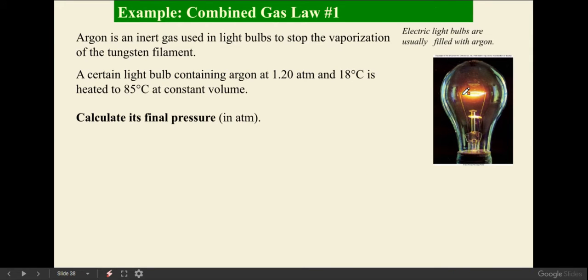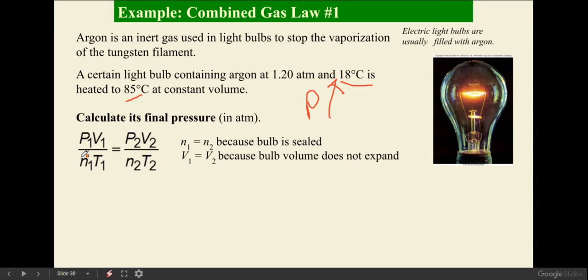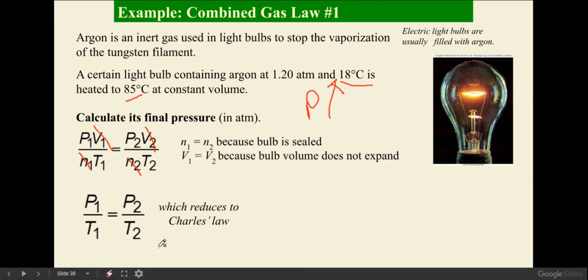So first, let's say we have a light bulb we turn on, and the temperature jumps from 18 up to 85 degrees Celsius. We already talked about Charles's law. We would expect that to make the pressure increase. Now, since it's a light bulb, we already know the moles is fixed and the volume is fixed. So again, if we know that N1 and N2 are the same, we can cancel it out. If we know V1 and V2 are the same, we can cancel it out.